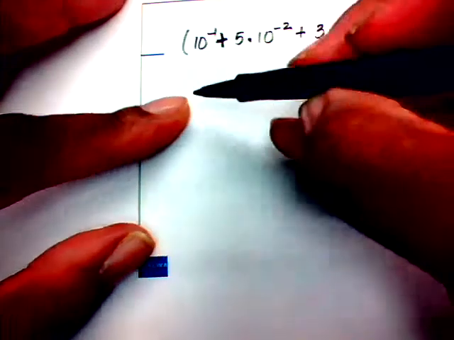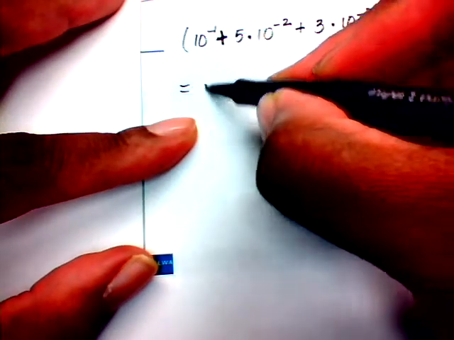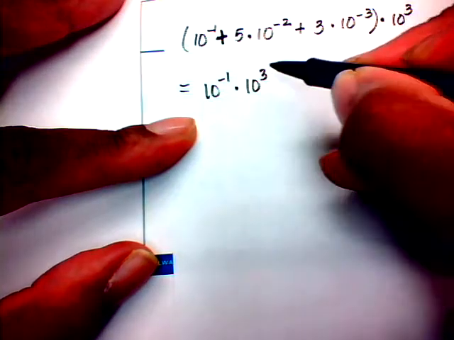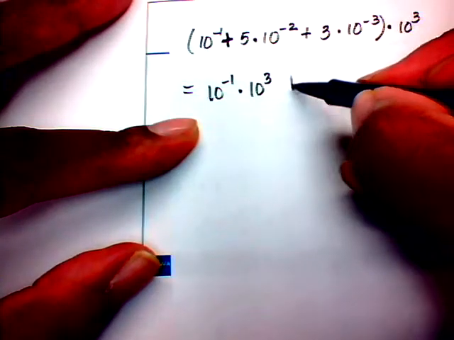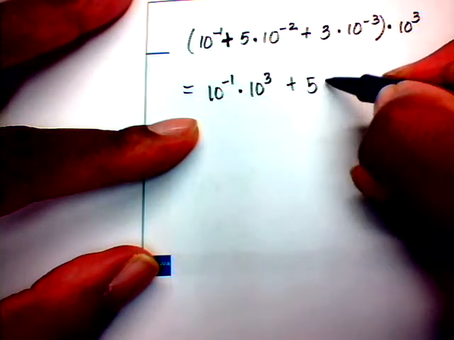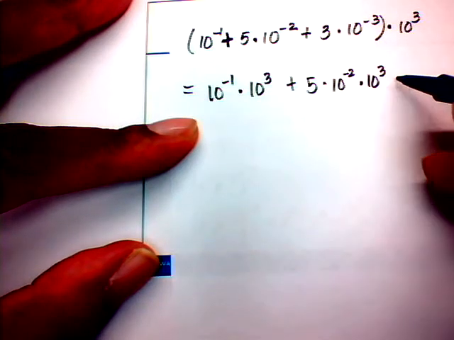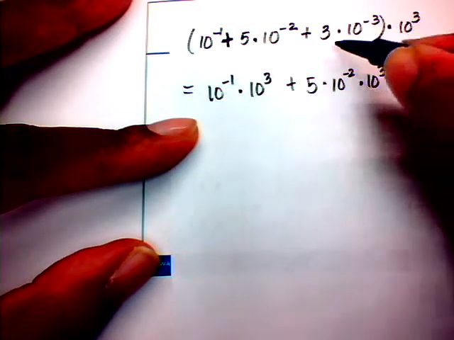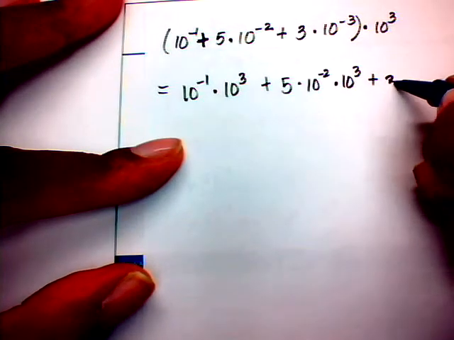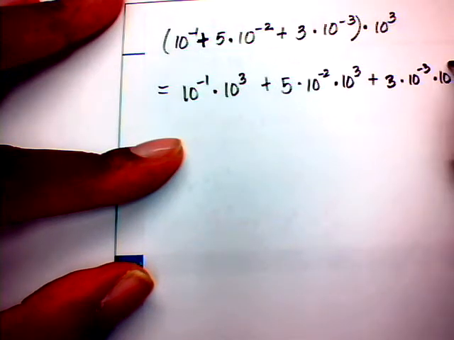So, here's what we're going to have. This 10 to the 3rd will be multiplied by 10 to the negative 1, so it'll be 10 to the negative 1 times 10 to the 3rd, plus this will be multiplied by 10 to the 3rd, so it'll be 5 times 10 to the negative 2 times 10 to the 3rd, plus, and then this last term will be multiplied by 10 to the 3rd, so you got 3 times 10 to the negative 3 times 10 to the 3rd.